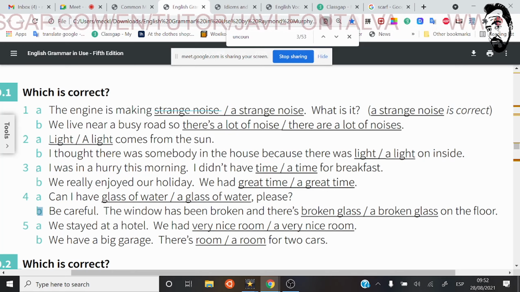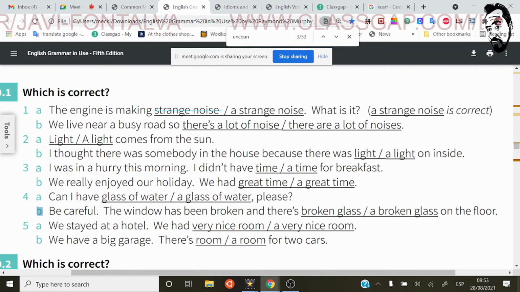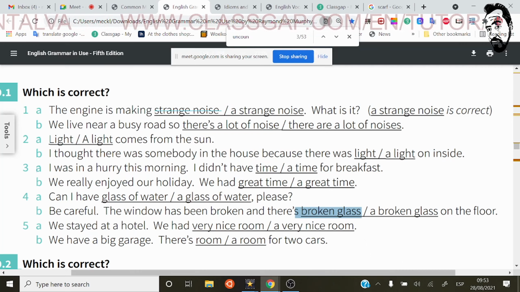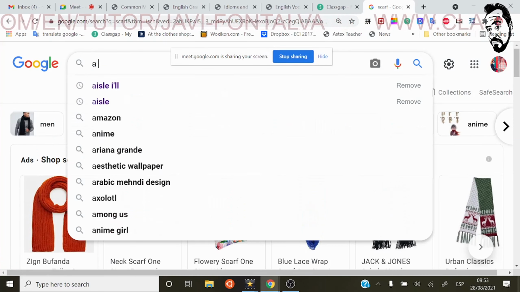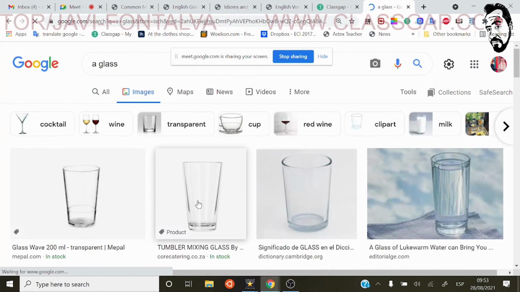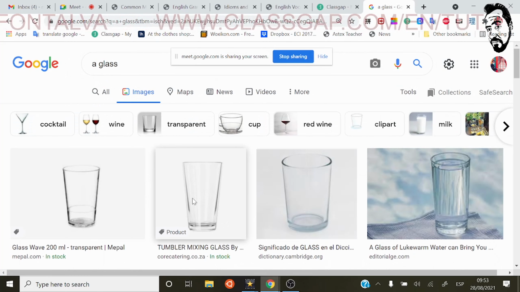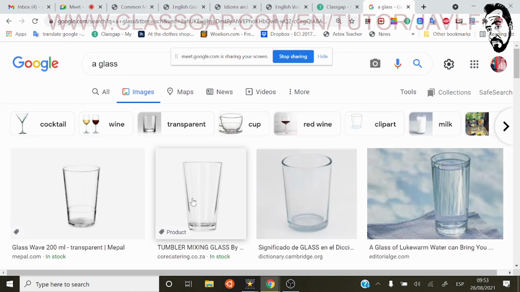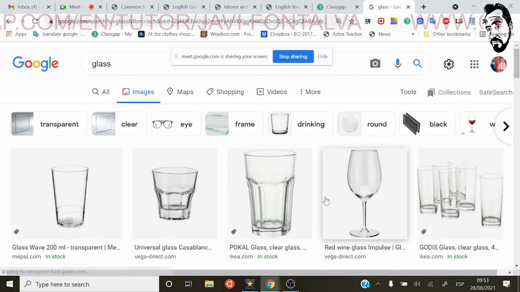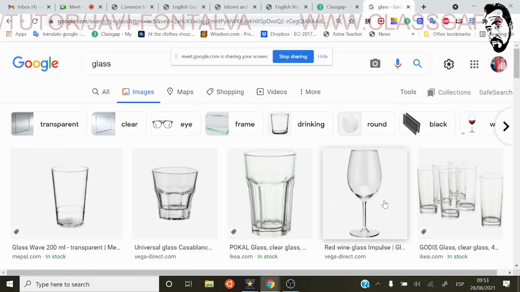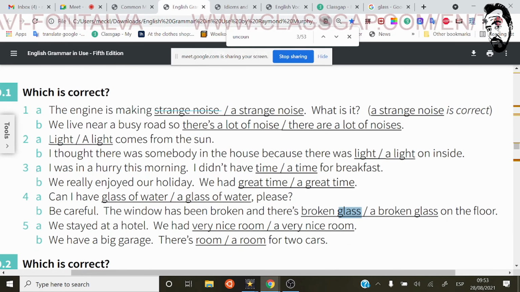The window has been broken and there's broken glass on the floor. Okay. What is the difference between, say, a glass and glass? When I say a glass, I talk about the container, right? So this is a glass. When I'm talking about the material, I call it glass. So glass is the material. Exactly. So there's broken glass on the floor.